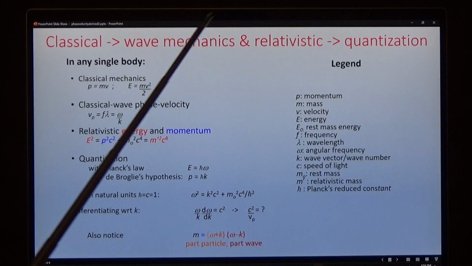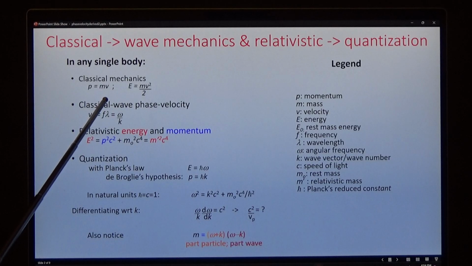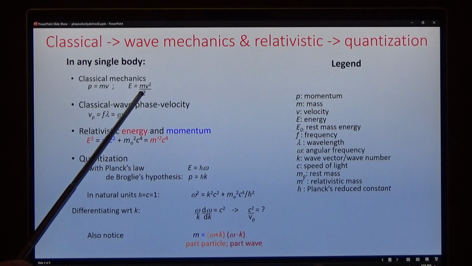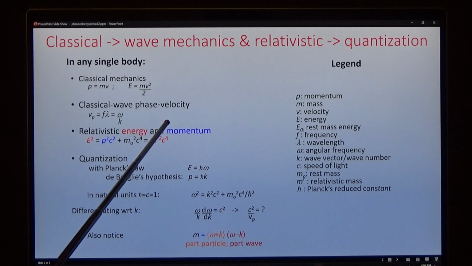This tutorial takes 4 steps: classical mechanics, momentum as mass times velocity, kinetic energy is half mv squared. Secondly, classical wave phase velocity.